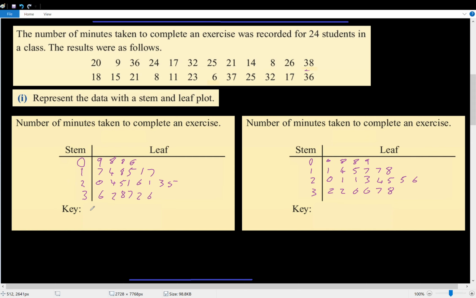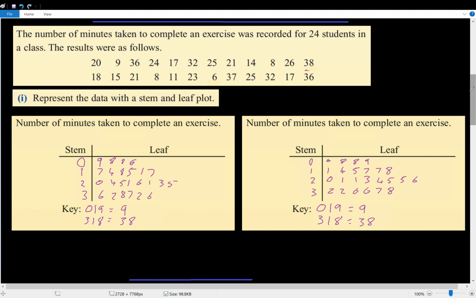So for example, we say 0, 9 equals 9. Sometimes you get 2 keys given just to be sure, so we could also say that 3, 8 is equal to 38. And we do the same thing on our other one when we're finishing it off. So it's going to be 0, 9, that equals 9. And we'll use the same example as before, so 3, 8 equals 38. Always make sure to include a key when we're putting these together.